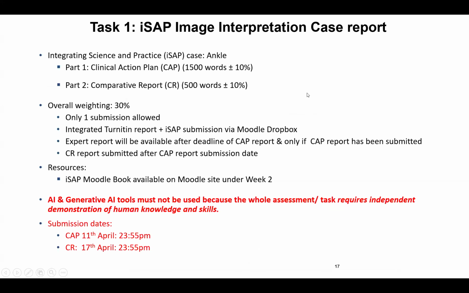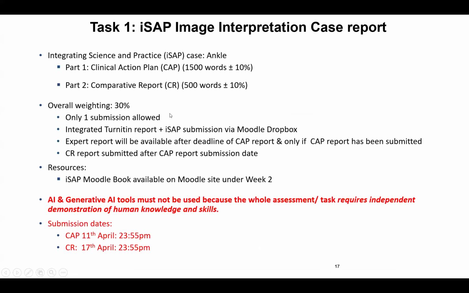Now, the ISAP case, the first part is the clinical action plan, and the second part is the comparative report. The overall word count is 2,000, with the clinical action plan, the majority, at 1,500 words, and the university has a leeway of 10%, which means it can be 10% less or 10% more in terms of word count.